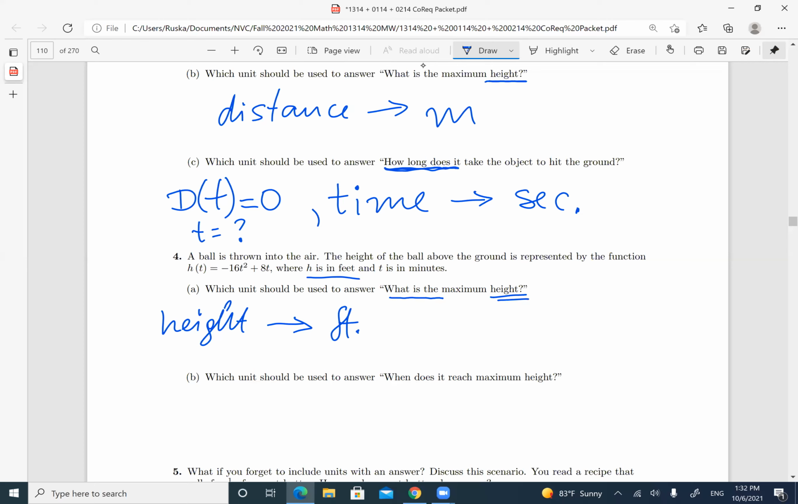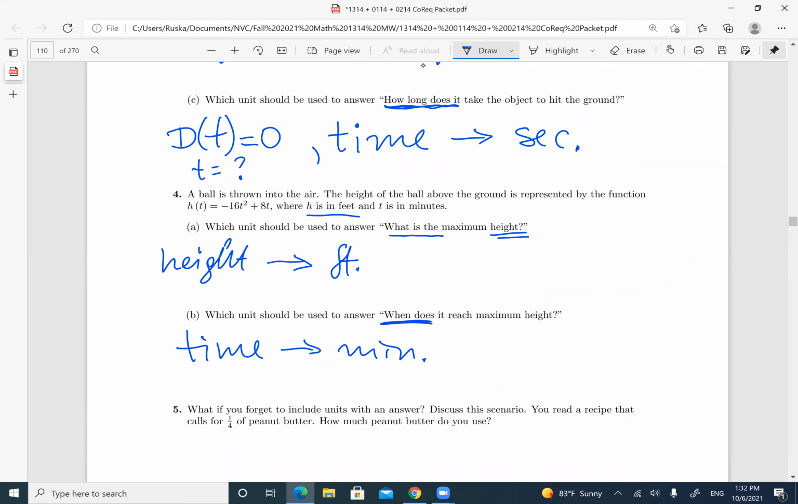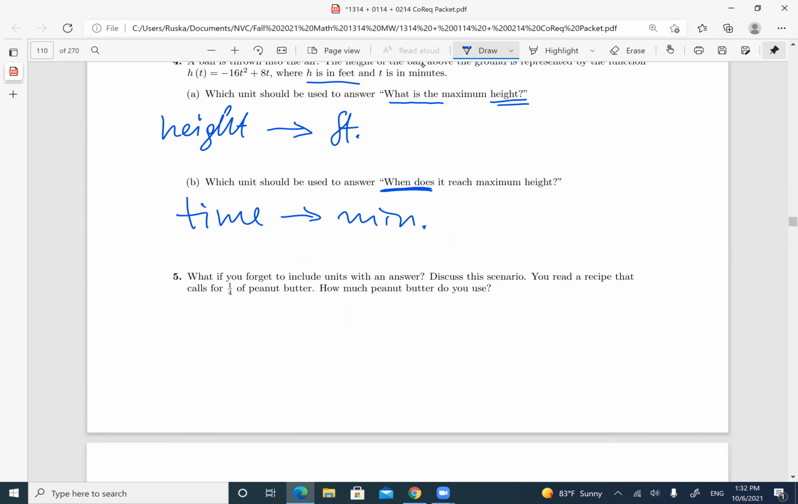Now, which unit should be used to answer when does it reach maximum height? When? So that's going to be time, which is in minutes. Yes, time. Good job. They're asking you for the time, which means you're going to use minutes here. Okay, good job. So everybody understand, you have to read the question carefully. You have to see exactly what unit they're asking you to find, and how you measure that unit.